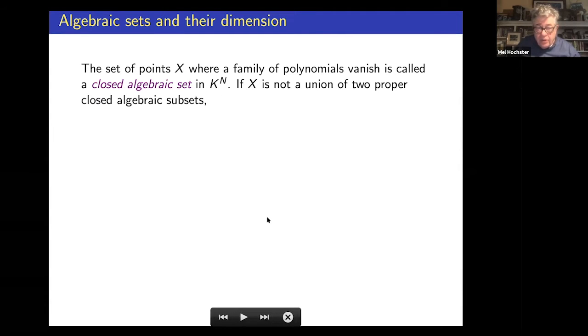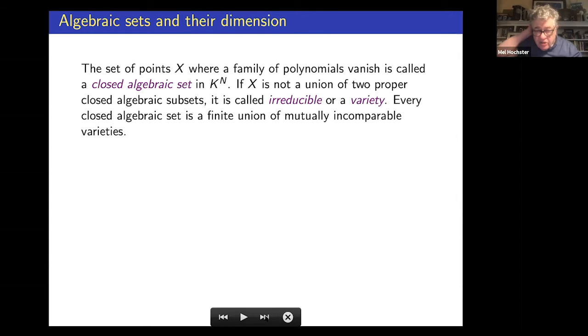And so the points defined by polynomials, that's called a closed algebraic set. And if it's not a union of two proper closed subsets, it's called irreducible or a variety. And every closed algebraic set is a finite union of mutually incomparable varieties. So varieties are the main thing. In a way, the algebraic sets correspond to the ideals generated by the polynomials. The varieties correspond to the smallest prime ideals containing them.